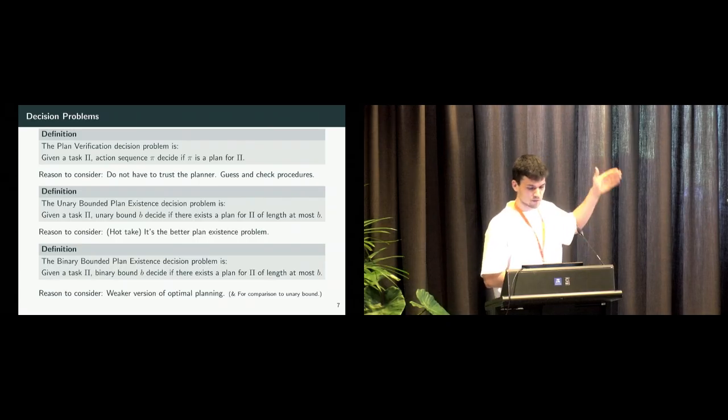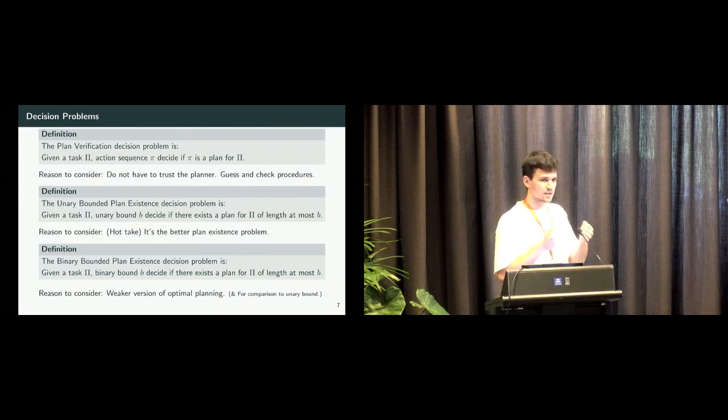Then we considered two different bounded plan existence problems. The difference is in the bound we consider, basically in how we encode our bound. Either it's unary or it's binary, and I think the unary one is the most interesting problem we are looking at. The reason for this is that I have the hot take that this is the most important plan existence problem you could consider. I will explain this on the next slide. And the binary existence problem in the literature typically is referred to as a weaker version of optimal planning, and you can use it for a nice comparison to the unary bounded plan existence problem.